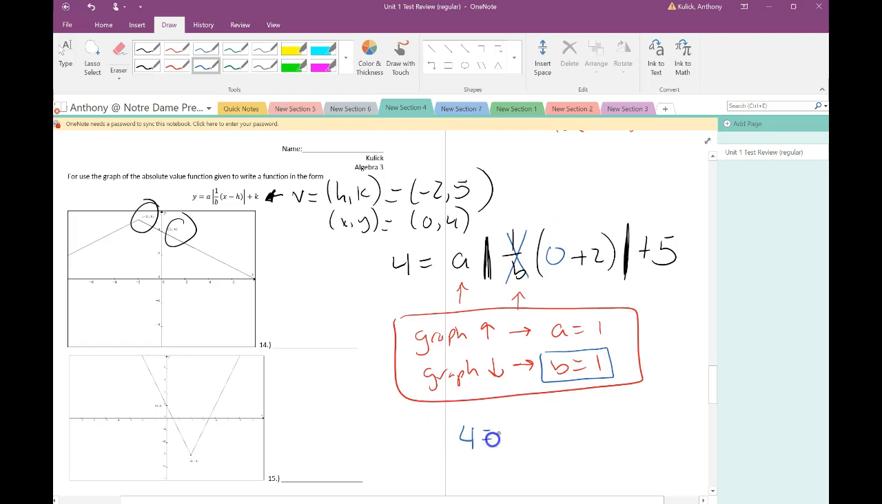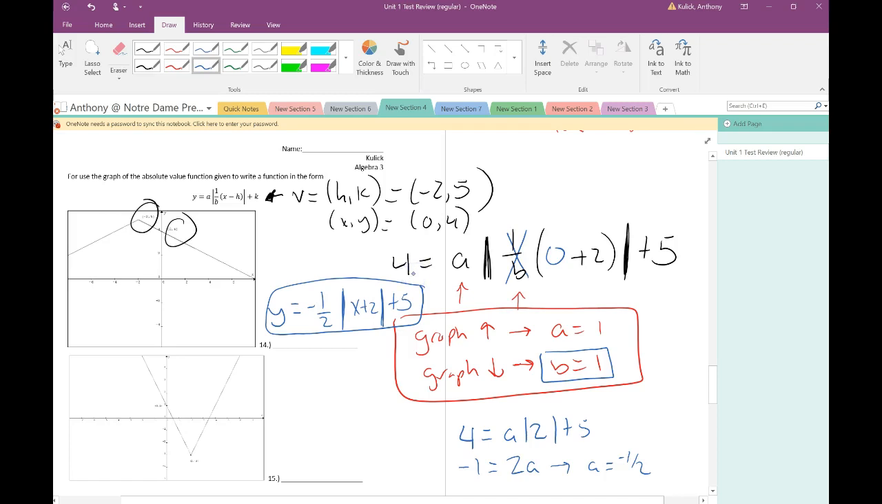So I have 4 is equal to A times absolute value of 2 plus 5. I subtract 5 from both sides. Absolute value of 2 is 2. And I divide both sides by 2 and I get negative 1/2. So my equation is y equals negative 1/2 times absolute value of x plus 2, plus 5. Does that feel okay there, Kelly?